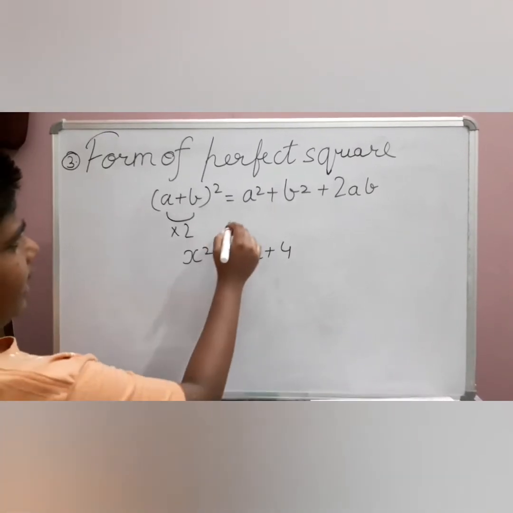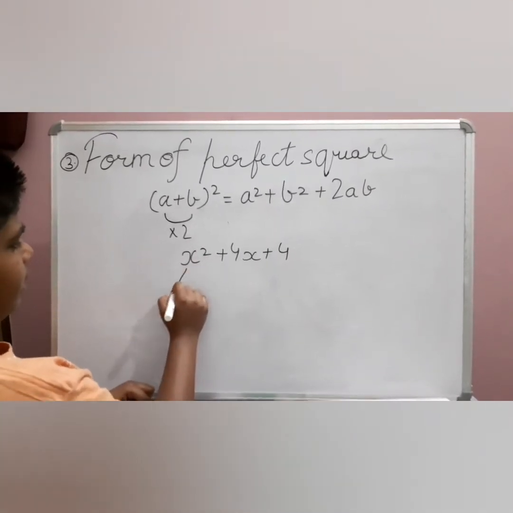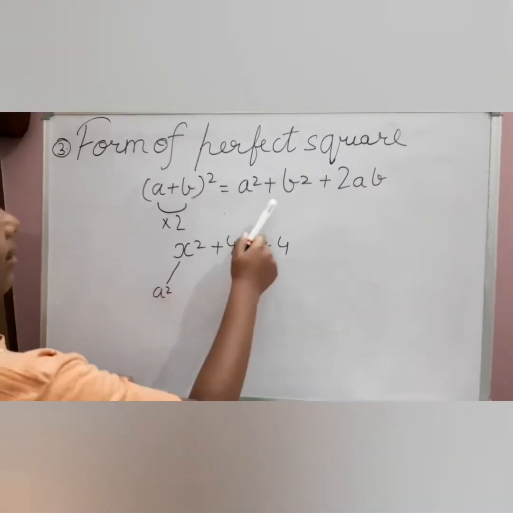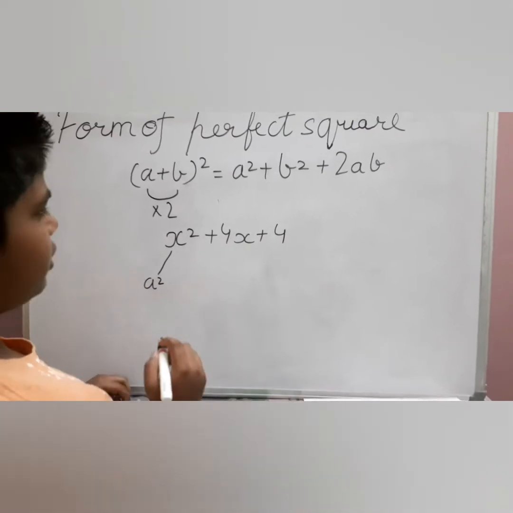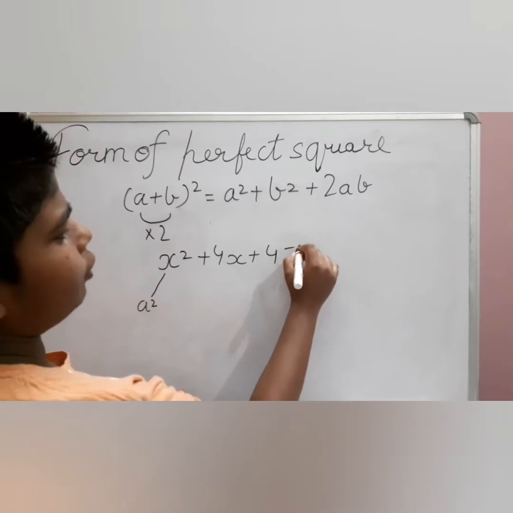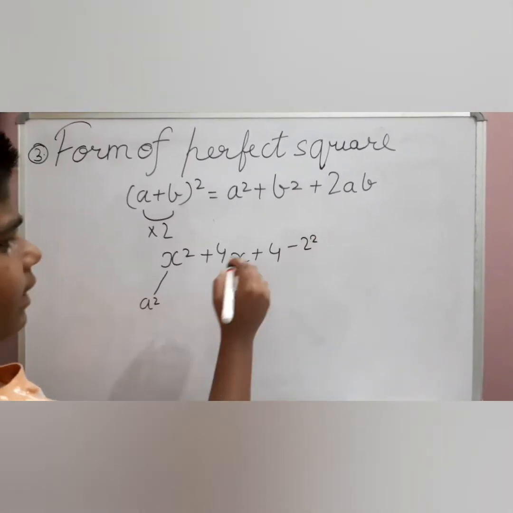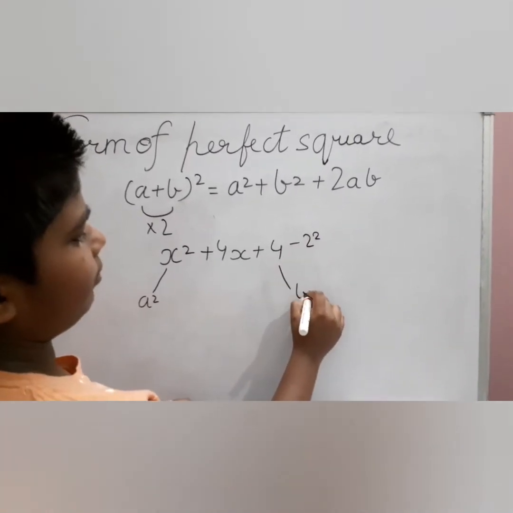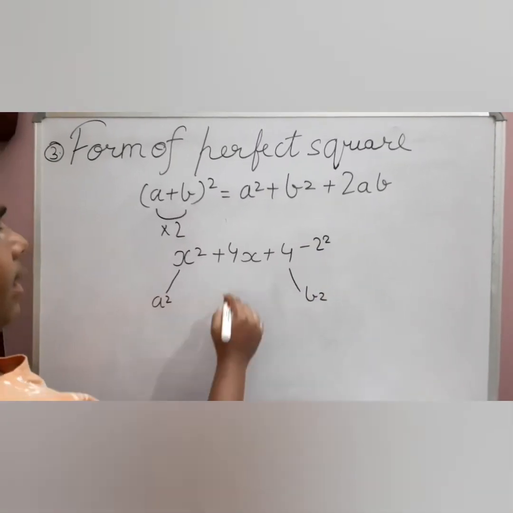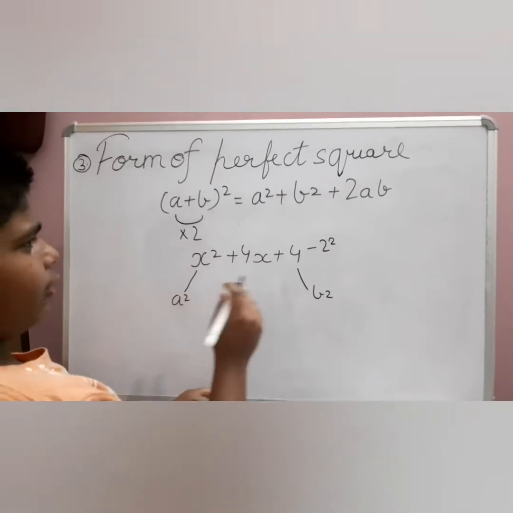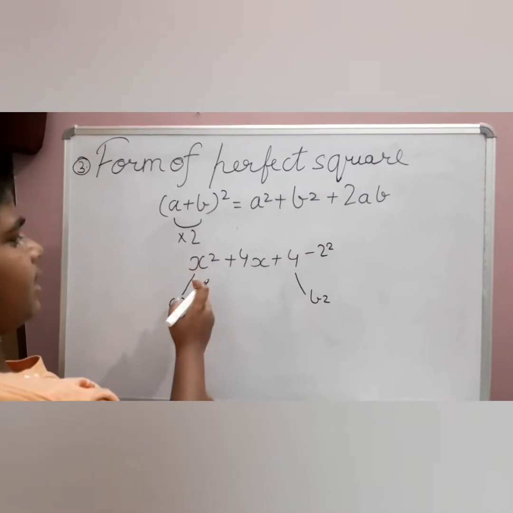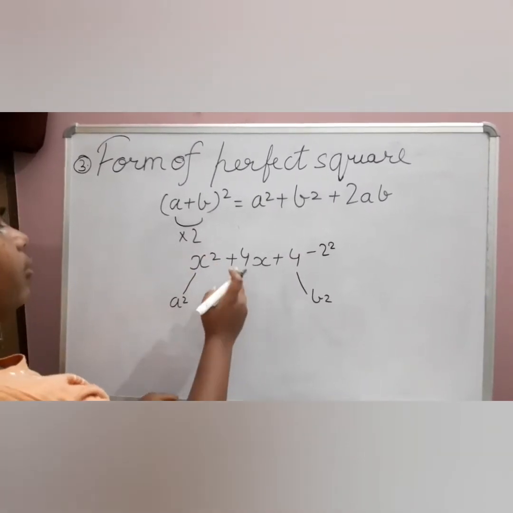First, we have to recognize a square. So we have x square, so we'll write it as a square. Then we'll find b square in the question. B square, if you carefully see, 4 is the square of 2. So this we can write as b square. Now we have to find 2ab in the question. 4x. I told you that 2ab is the multiplication of both the terms, and to double it.